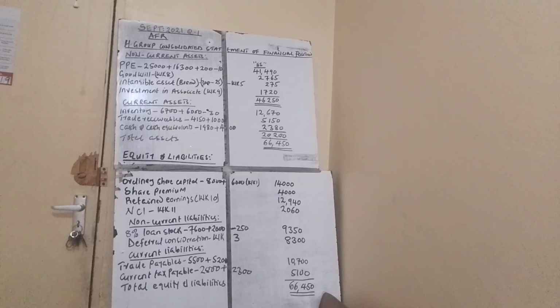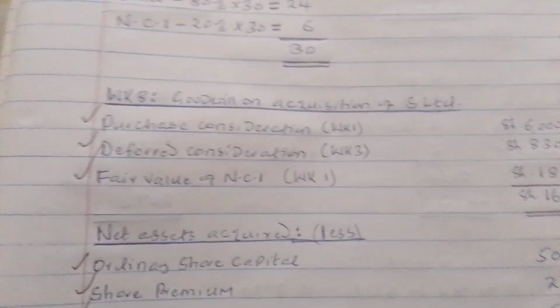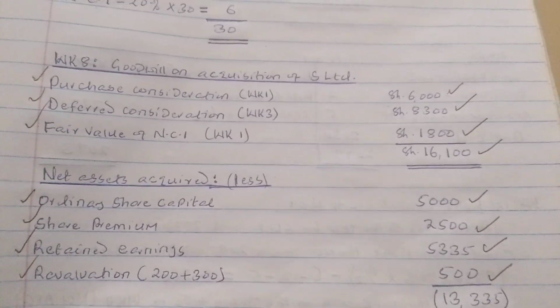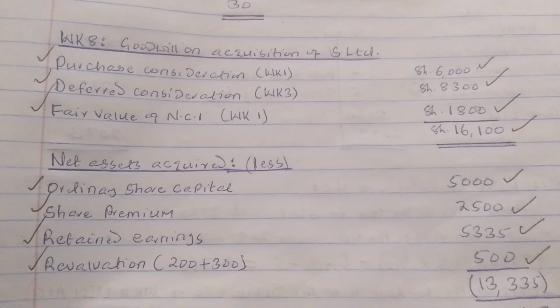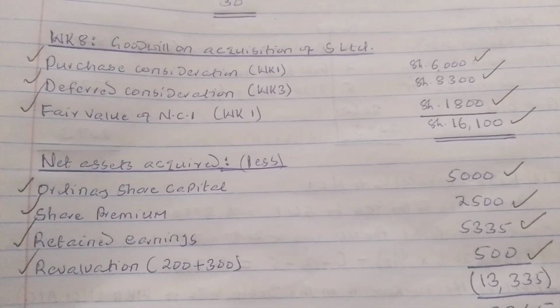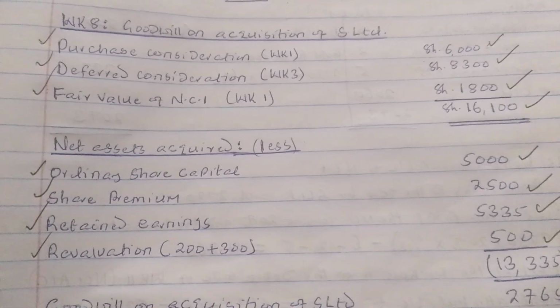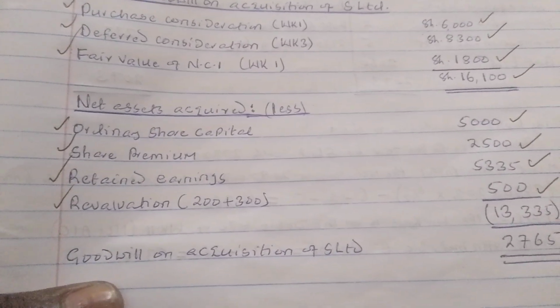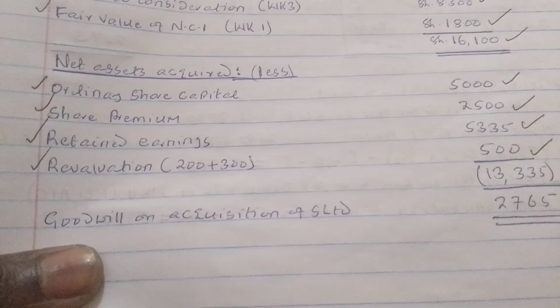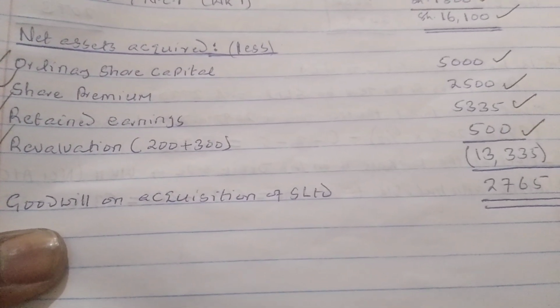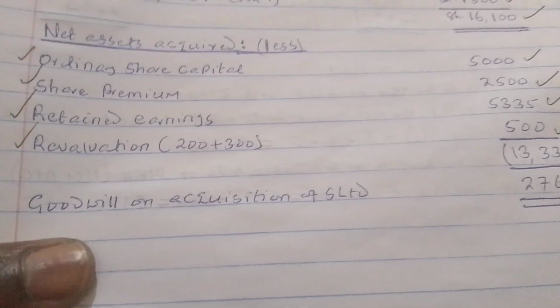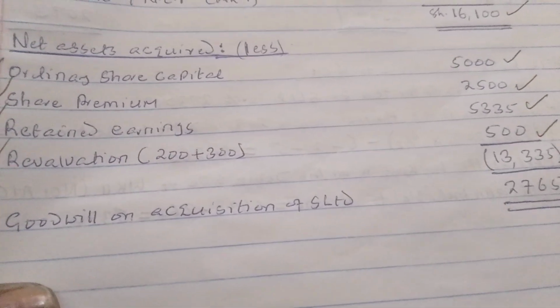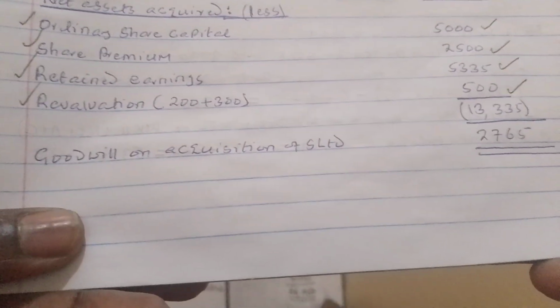So the goodwill, we are using full provision. We are using full provision method. So that is how we calculated our goodwill. Purchase consideration, working number 1. Deferred consideration, working number 3. NCI, fair value of NCI, working number 1. You sum them together, then you less net assets. Ordinary share capital of S Limited, share premium of S Limited, retained earnings as at the date of acquisition, then revaluation. That is in additional information number 1. 200, the PPE, and 300, the brand. You less all that. So goodwill on acquisition is 2765. So that is working number 8.